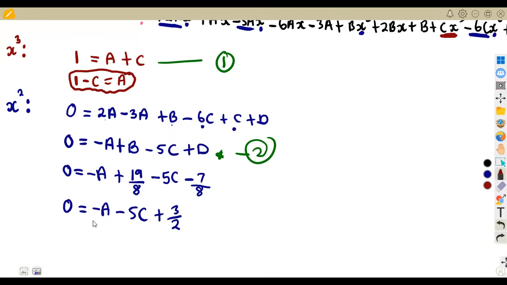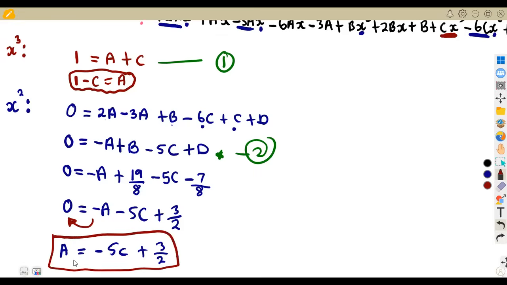also I transpose A this side, it goes this side and becomes positive. So it's going to be A is equal to minus 5C plus 3 over 2. So if this represents A, which is minus 5C plus 3 over 2, and this also represents A, which is 1 minus C, what does it mean? It means these two are equal. So we can equate these two. That's an equation, so I'm just going to equate 1 minus C is equal to minus 5C plus 3 over 2. It's an equation so that I can solve for C.